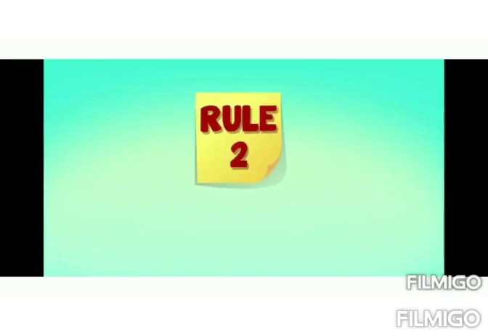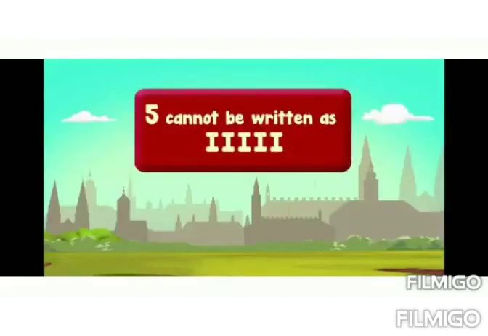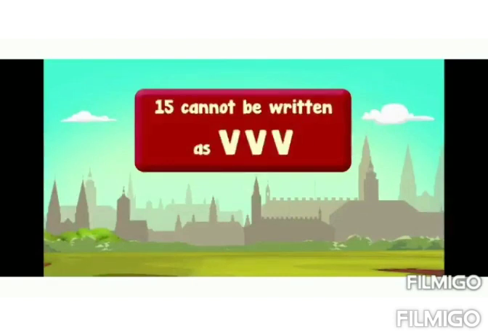Rule number 2 is: symbols I, X, C and M cannot be repeated more than 3 times continuously in Roman numerals. For example, 5 cannot be written as IIIII. We cannot repeat a symbol more than 3 times. For example, 15 cannot be written as VVV. Then how will you write 15?